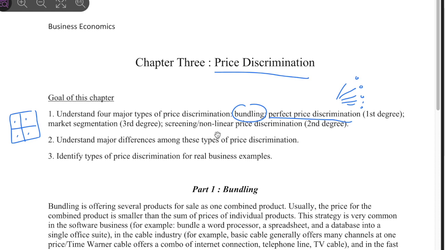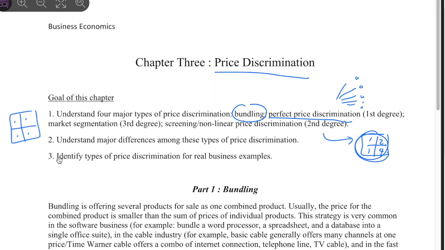And third, we have screening, which works not by individuals but by options. We have option 1, 2, 3, 4, and you choose which option you like the most. So for the first and third degree, it's predetermined by the producer, but in the second degree we decide which option we want to choose. We're going to look into detail in a few minutes.